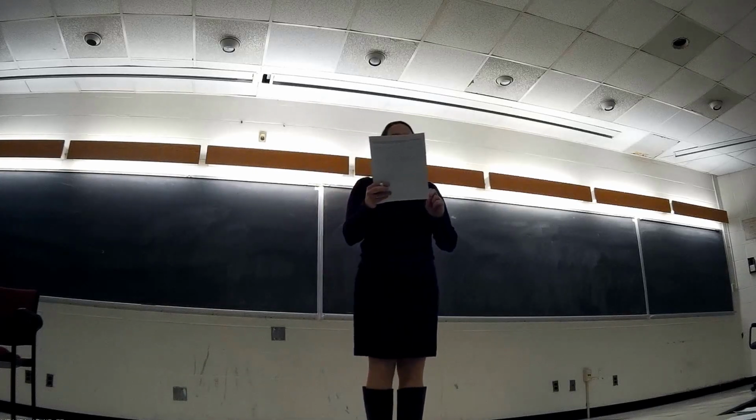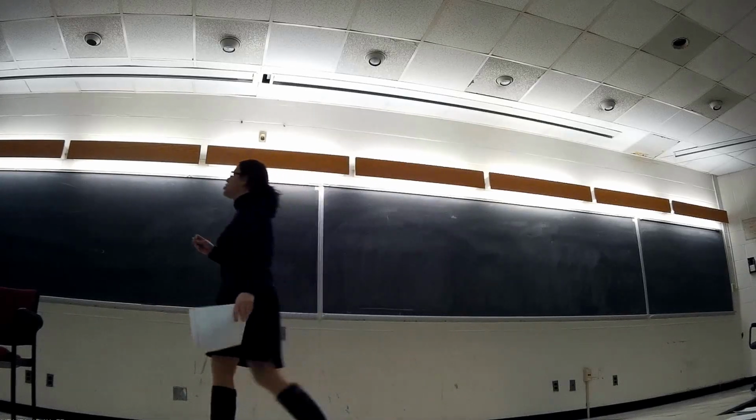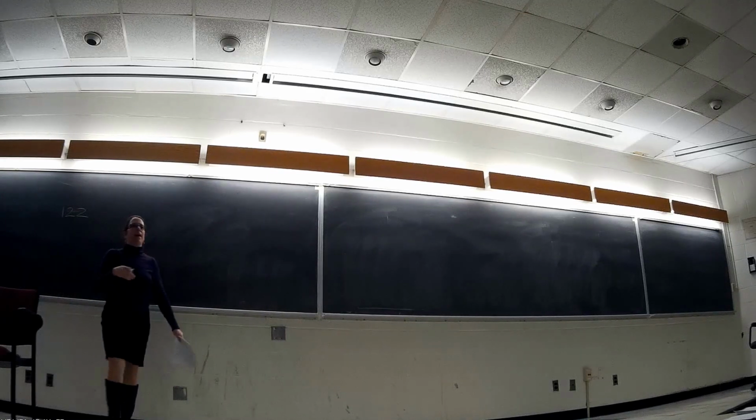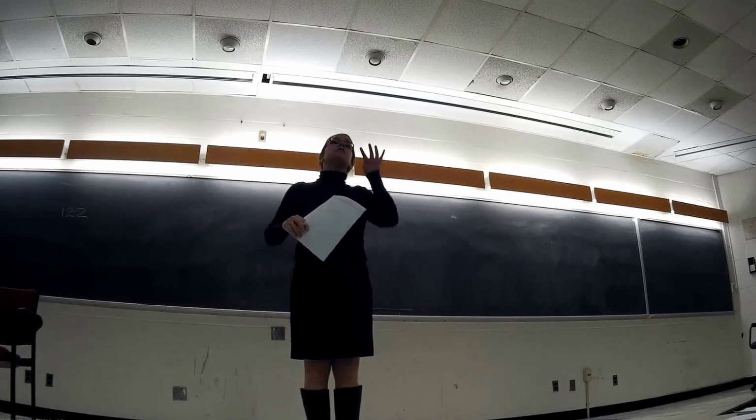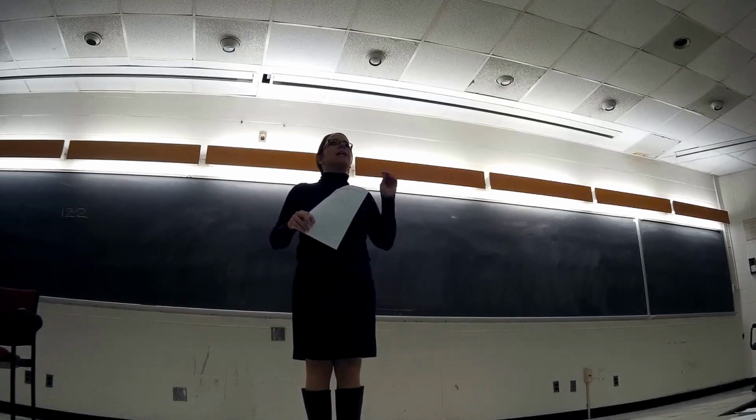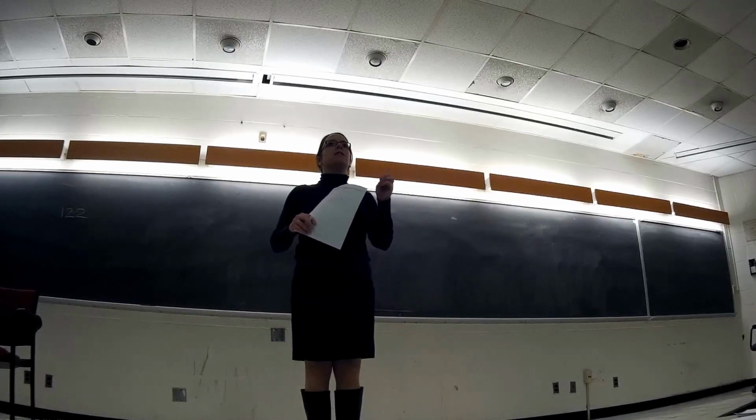I start with the mass. The mass is 122. This is the mass of all of the atoms in the molecule, so that's going to help me. Mass is 122. The first thing I'm after is to figure out if there are any heteroatoms in the molecule.